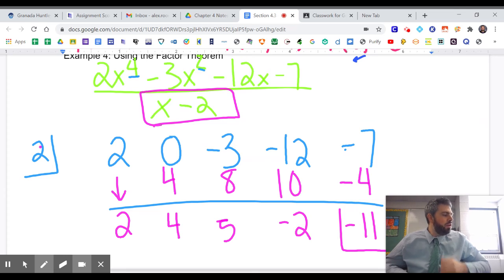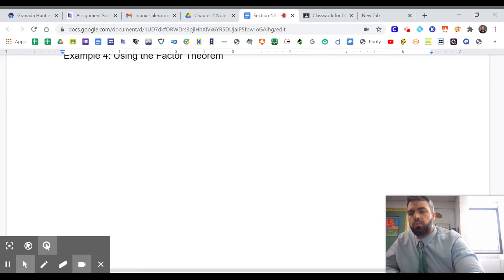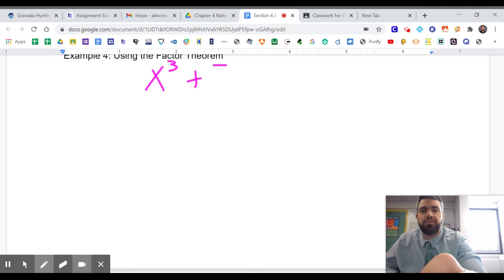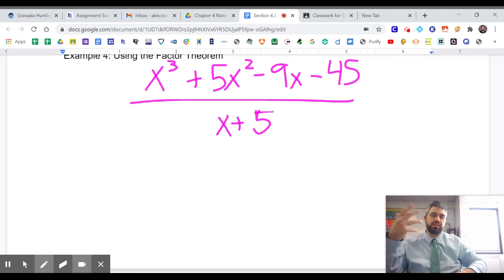Okay, so let's look at one where there actually is a factor. Okay, let's take a look at that. All right, so I'm kind of giving you an example here. So x to the third plus 5x squared minus 9x minus 45, all divided by x plus 5. Okay, so we're going to see if this actually is a factor. Okay, here's the hint: it is.